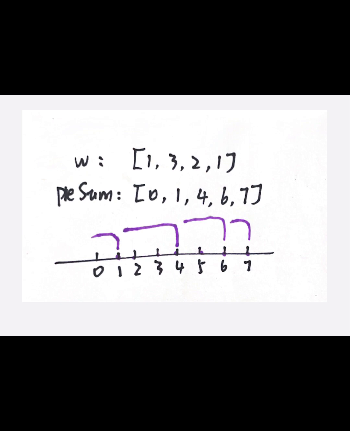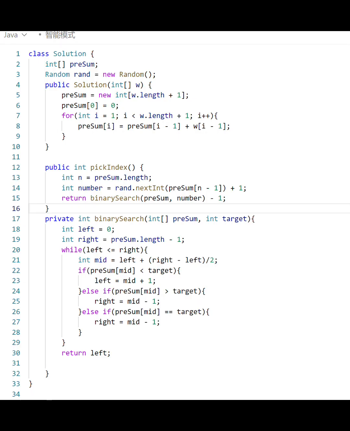So therefore, in the range, we can pick 1 for the first index, and for the second one we can pick 2, 3, 4, and that's 3 points. For the third one, 5 and 6, it's gonna have 2 points, and then 7 is an extra 1 point. So therefore, we're gonna plus 1 here, and then use a binary search.